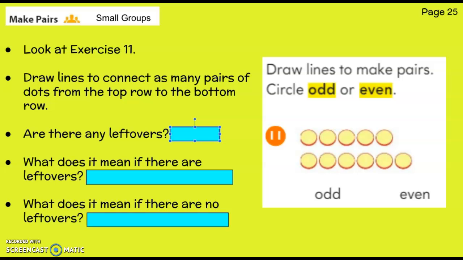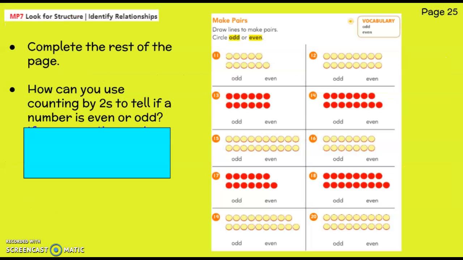What does it mean if there are leftovers? It means the set is odd. You got it. What does it mean if there are no leftovers? If there were no leftovers, if everyone had a partner, it means the set is even. Complete the rest of the page.